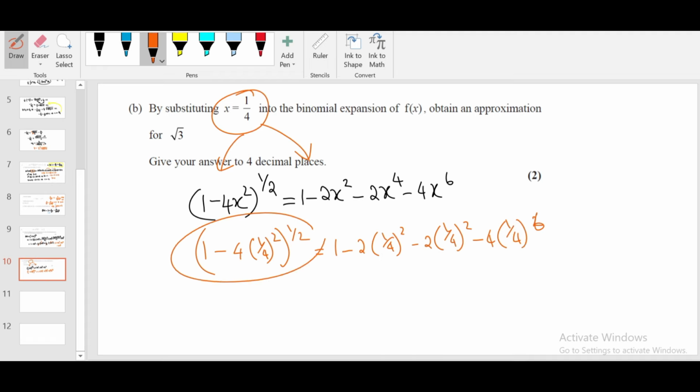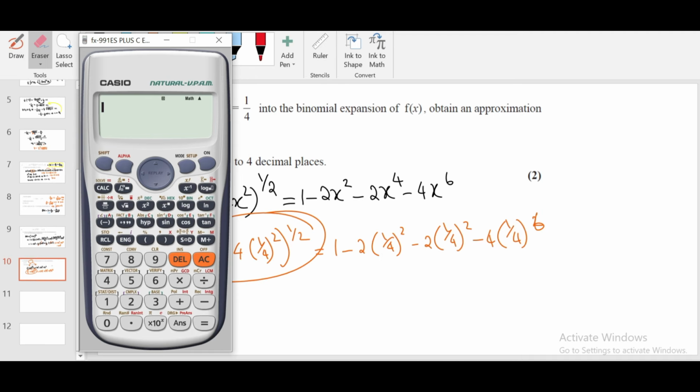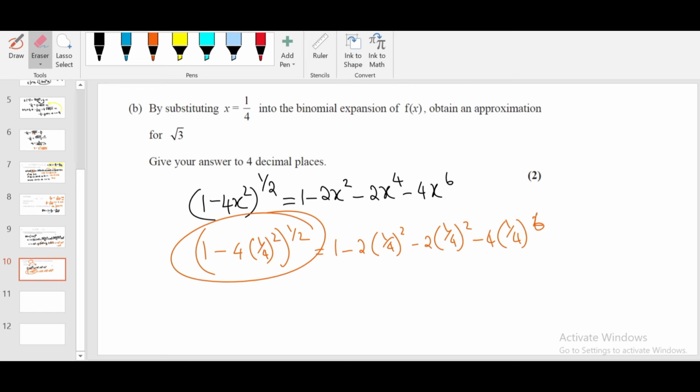So let's calculate this one first. 1 minus 4 times 1 over 4 whole square is 1 over 16. That's 3 over 4. When you square the answer, you'll get 9 over... No, you don't need to square it actually. I don't know how to go back. Anyway, we got 3 over 4, right? We need to find the square root of the answer. Square root of 3 by 2.